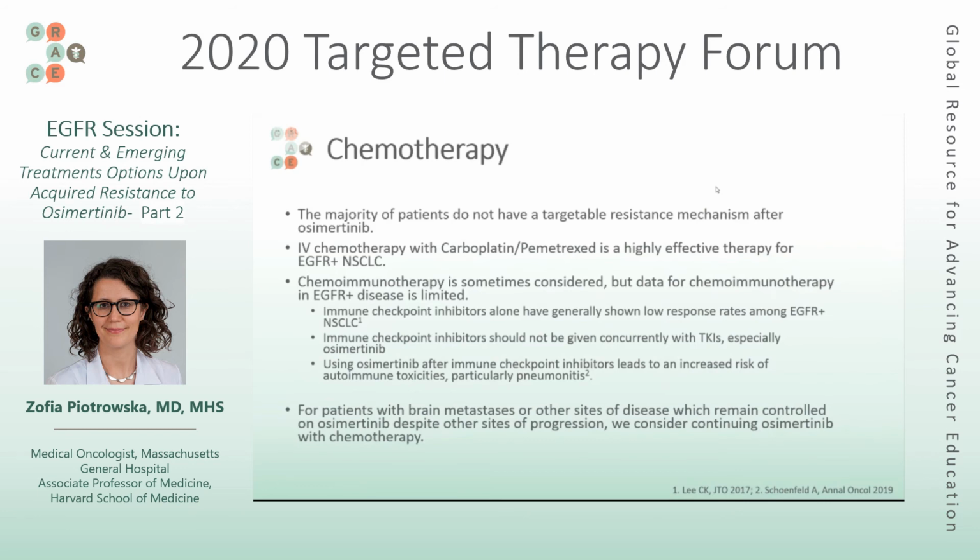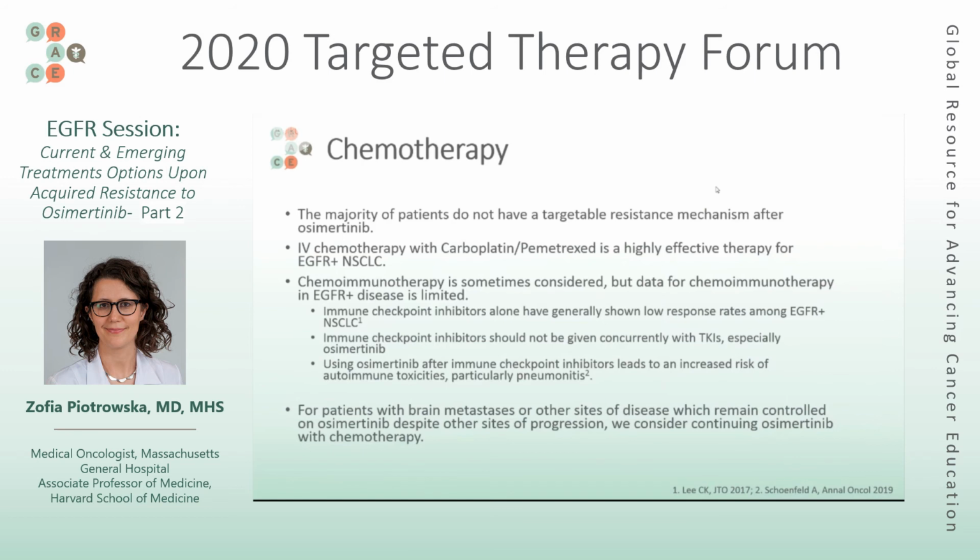What about immunotherapy? Just briefly, chemoimmunotherapy is something that we sometimes consider for EGFR patients, but unlike patients who don't have targetable alterations, the data for combinations of chemo and immunotherapy in EGFR positive lung cancer is quite limited. And in general, we know that immune checkpoint inhibitors alone have shown pretty disappointing responses, to be honest, among patients with EGFR up until now.